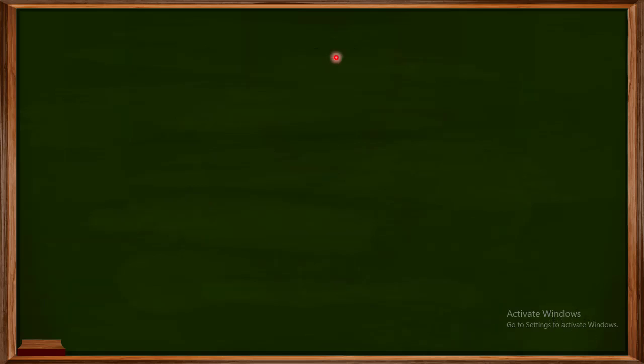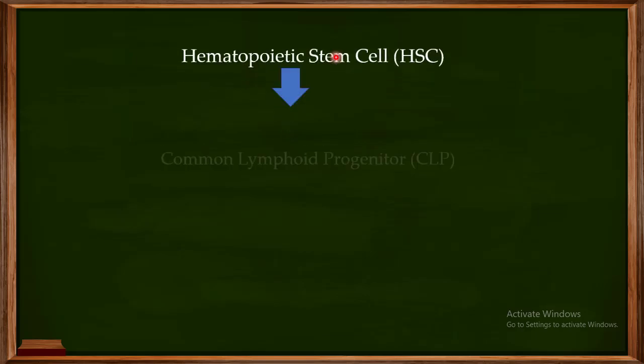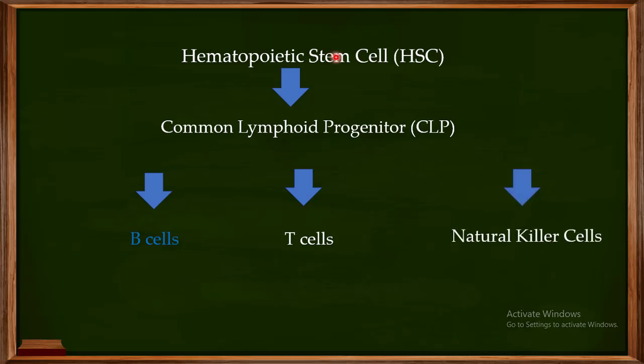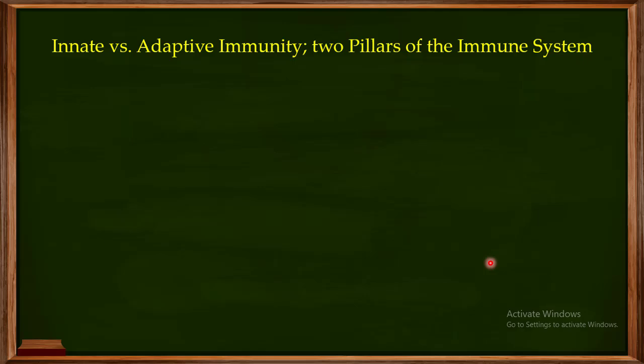Secondly, the hematopoietic stem cell gave rise to the common lymphoid progenitor, and these common lymphoid progenitor cells give rise to the B cells, the T cells, and the natural killer cells. And these are usually the components of the adaptive immune system, these B cells, the T cells, and the natural killer cells. Before going into the B cells, let me give you the difference between the innate and the adaptive immunity, which are actually the two pillars of the immune system.